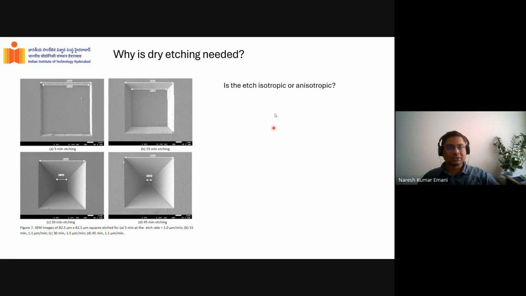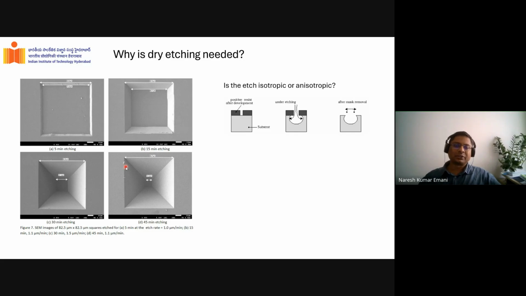Now, if you have isotropic etching and you're able to control these features very well, why do we need anisotropic etching and why do we need dry etching? That is a question. The dry etching process, as somebody just mentioned, uses the gaseous phase. We'll come to the details of what it is.